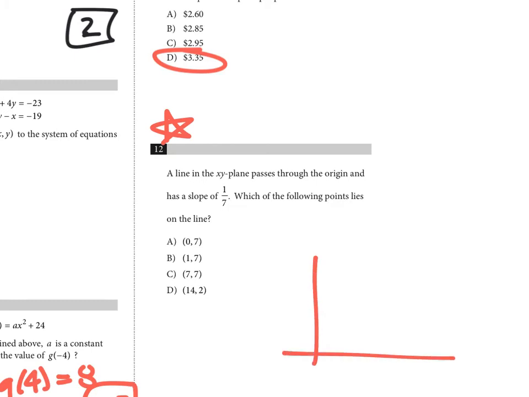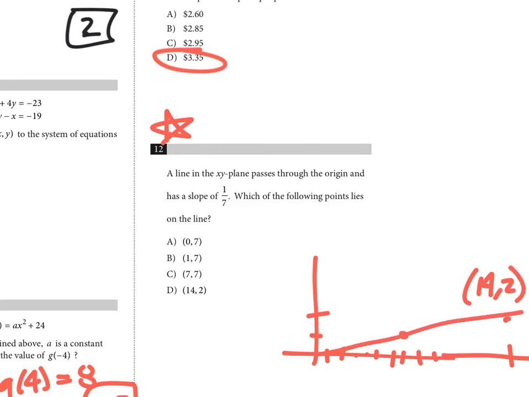Start at your origin. You go up 1, over 7. So the point (7, 1) is on the graph. Well, that's not one of your options, so let's do it again. Go up another one, over 7, and that gives you the point (14, 2). It's using slope. You start at the origin and you have that slope. All you're doing is generating more points. Okay, answer's D.